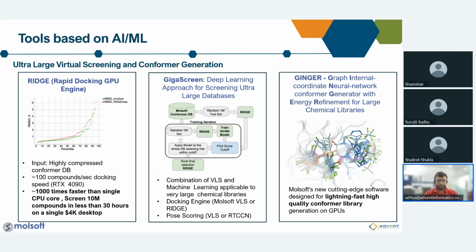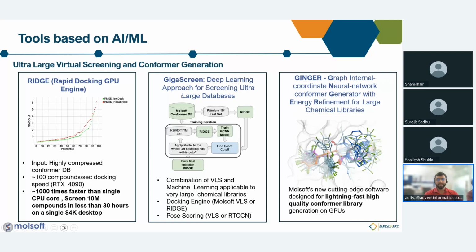Talking about AI ML tools, we do have some add-ons. Firstly, we have RIDGE. RIDGE is a rapid docking GPU engine. It is able to dock 100 compounds per second on a GPU, which is an RTX 4090. It is commonly found in gaming GPUs; it's not a very high-end GPU. It is the fastest structure-based screening tool to our knowledge, and it is able to screen up to 10 million compounds in less than 30 hours.